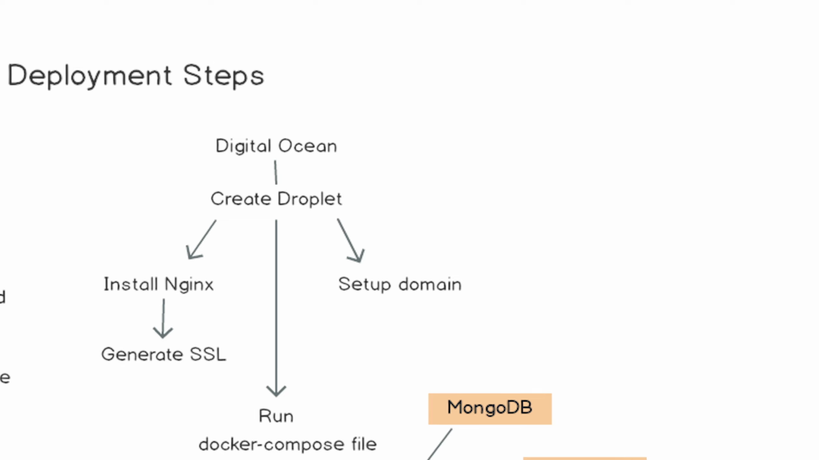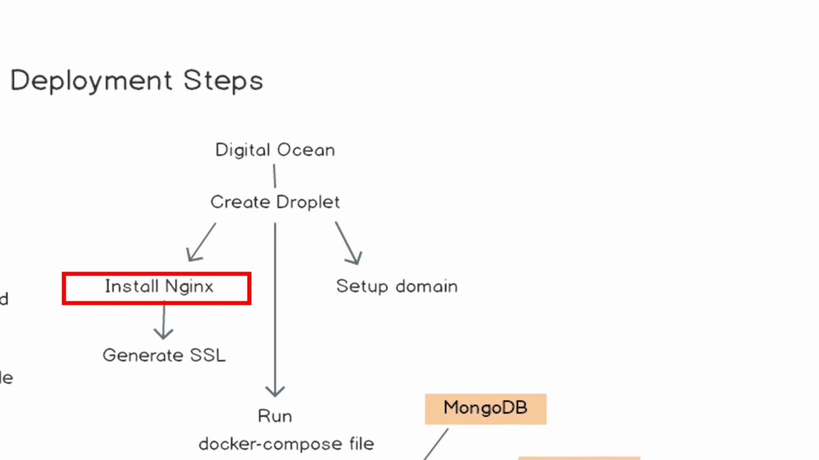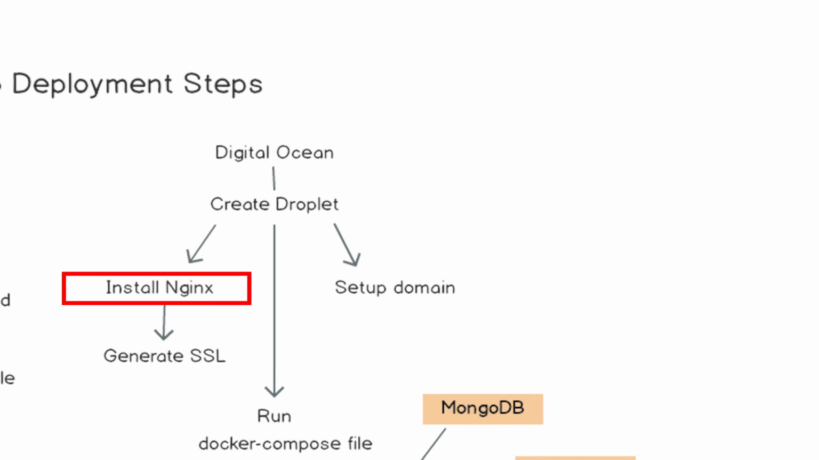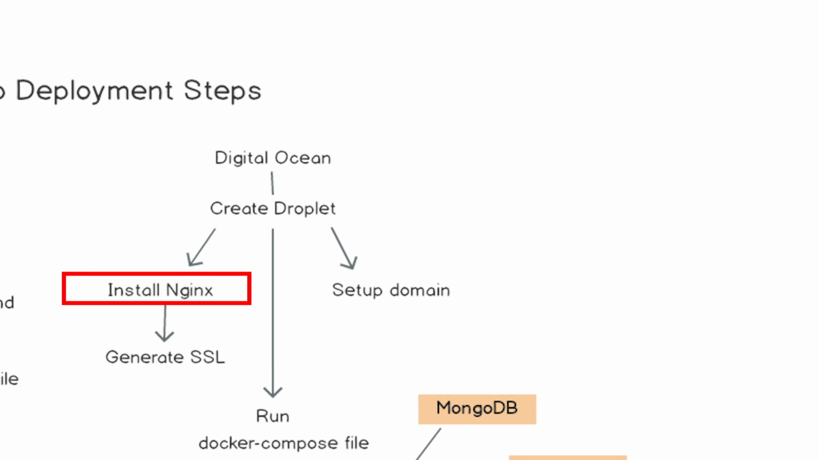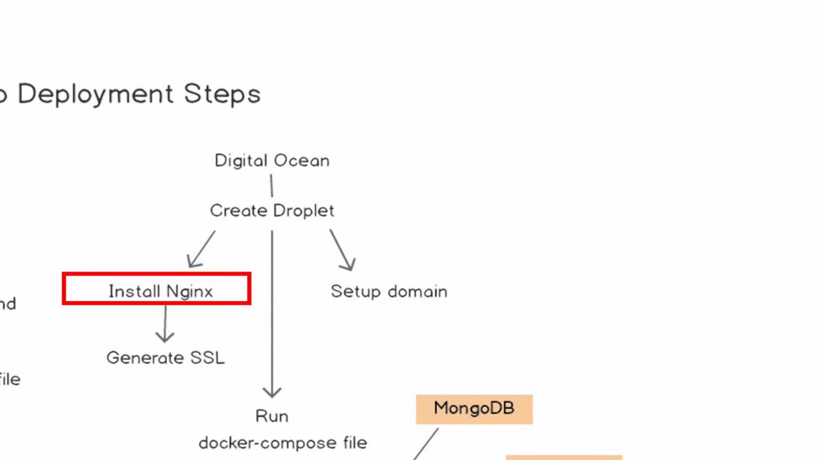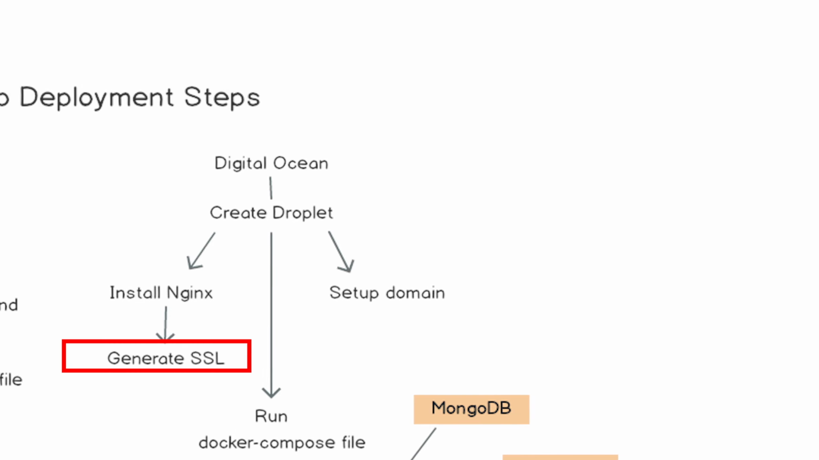Now, I need to SSH inside of the droplet so I can start setting it up. And first I'm going to install Nginx and configure it so I can receive traffic from the web on port 80 or port 443 for HTTP or HTTPS traffic. And then I can use Nginx to route that traffic to my app that is running on the server. Of course, to use HTTPS, I have to generate an SSL certificate, which I do with Let's Encrypt.